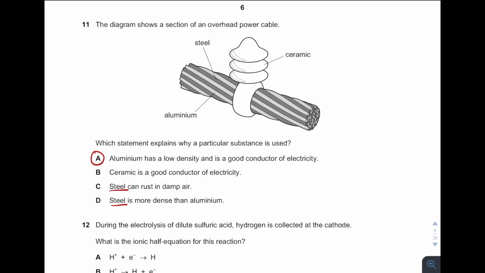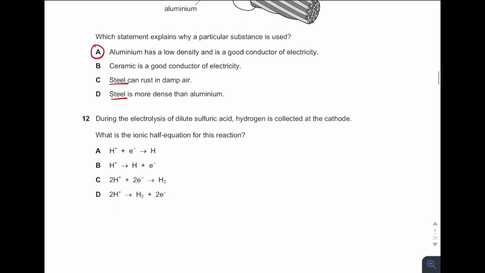Okay, then 12. What is the ionic half equation for this reaction? You see, hydrogen gas. So what is the ionic half equation for hydrogen? C. Okay, hydrogen ions gain electrons to form hydrogen gas, H2.